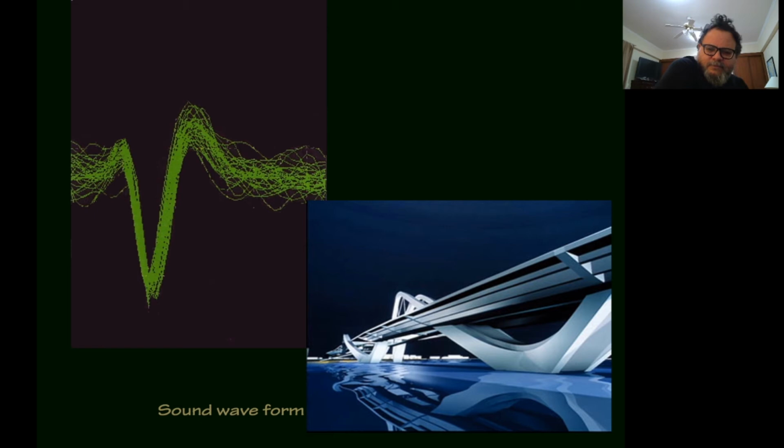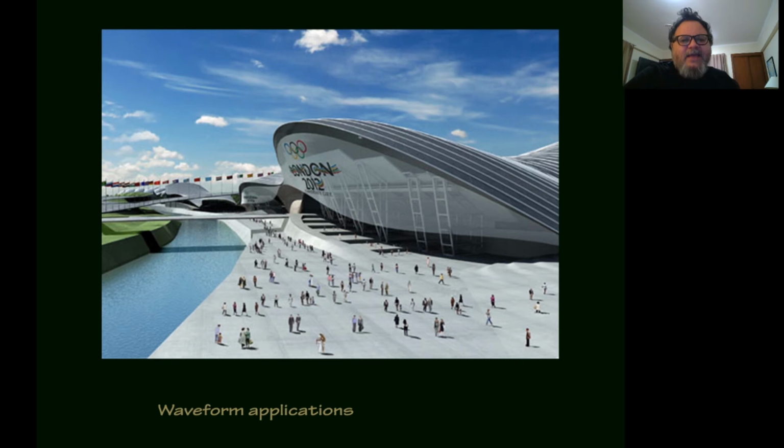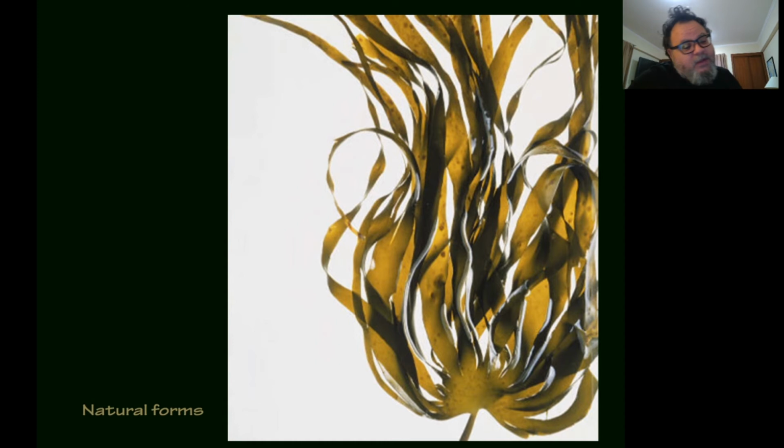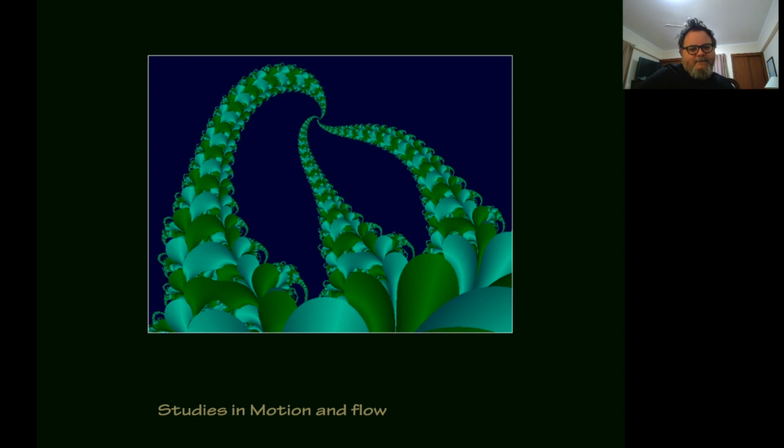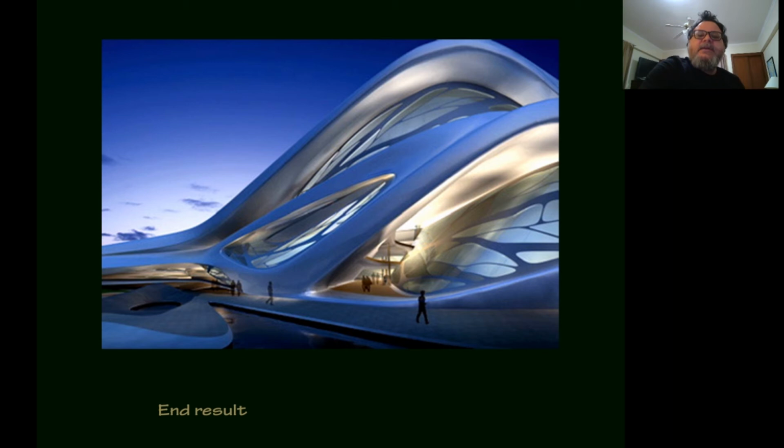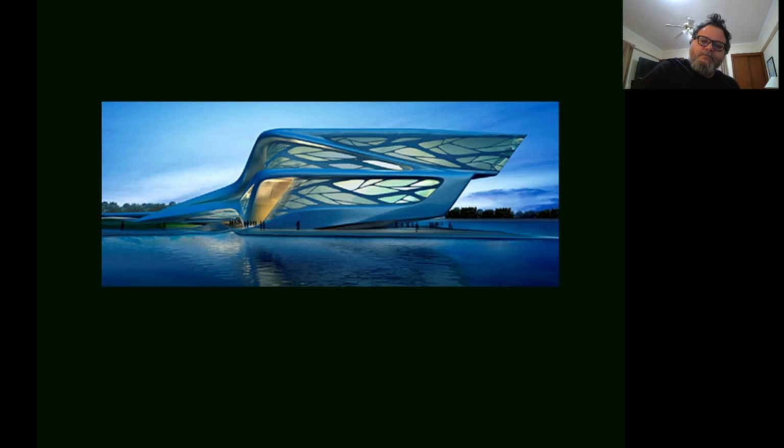This is the sound waveform of the sound a bridge makes being made into a bridge made out of waveform shapes. Again, this is her London Pavilion, but look at the waveform applications. She also looks at a lot of biomimicry and natural forms. Can you see how that natural biomimicry flows into this piece? Look at the way it is in the window lines, and now look at the interior.